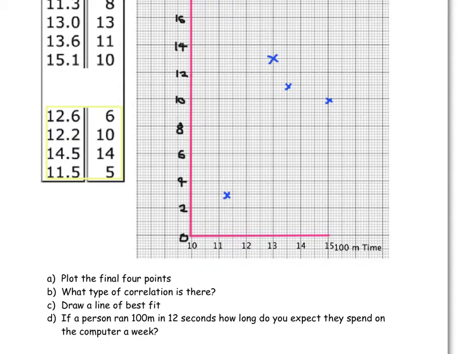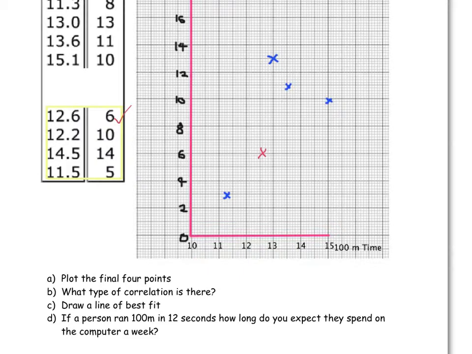Now what you've got to be very careful of is to read the scale. If we look along the bottom, it goes 10, 11, 12, 13, 14, 15, so each little bit must be 10.1, 10.2. We're asked to do 12.6, and up the side it's going up in 2s. So for 12.6 and 6, we go from 12.6 across and then up to 6, and we'll put a cross.